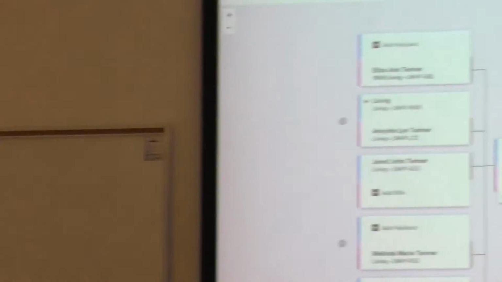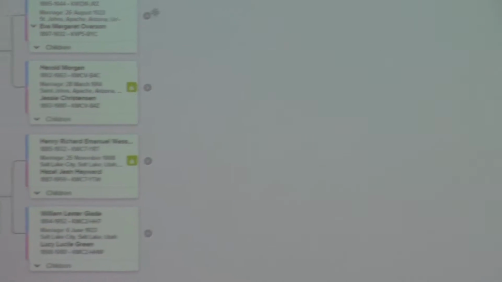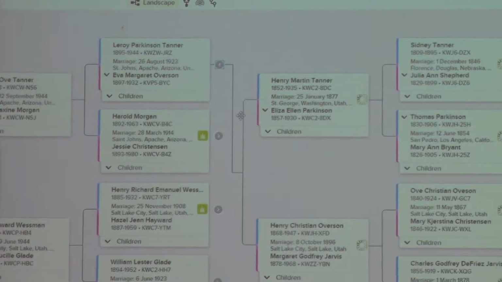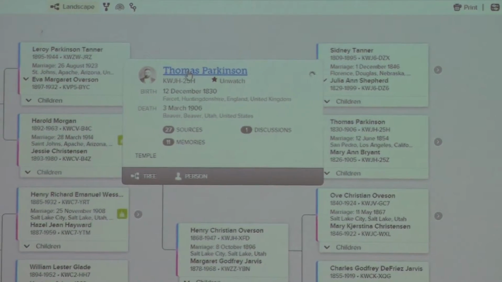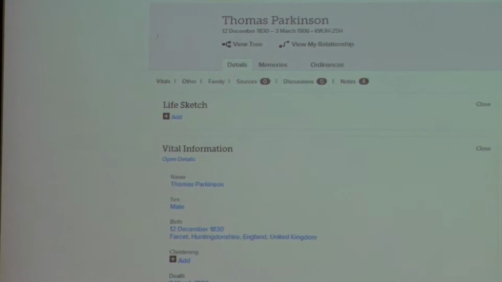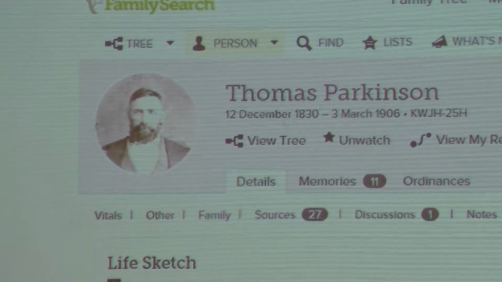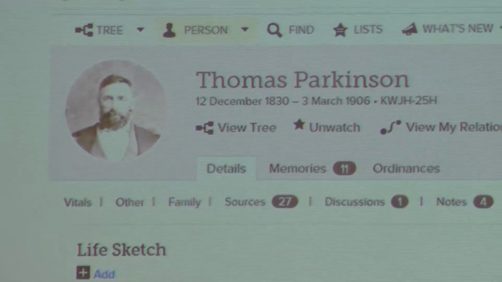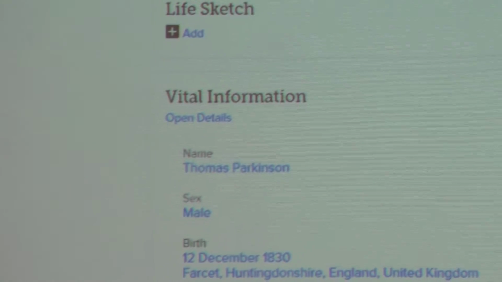The lines that I'm looking at are primarily those out here on my Tanner line, but not the Tanners. We're talking about the Parkinsons. And so we're going to go out here to Thomas Parkinson and look at that and see what we need to know about this. Thomas Parkinson, according to the information that I had at the time, was born in Farset, Huntingdonshire, England. He died in Beaver, Utah.